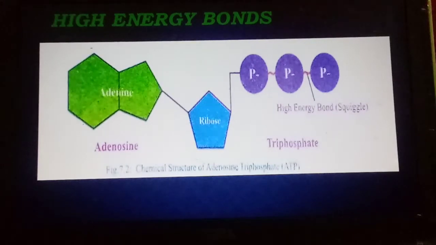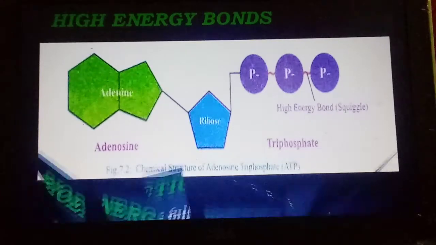In this slide, high energy bonds. This is an ATP molecule. Here we have adenine, and a ribose sugar, and triphosphate: phosphate 1, phosphate 2, phosphate 3. The bonds between phosphate and phosphate have too much energy. When this bond is broken down, they get energy.